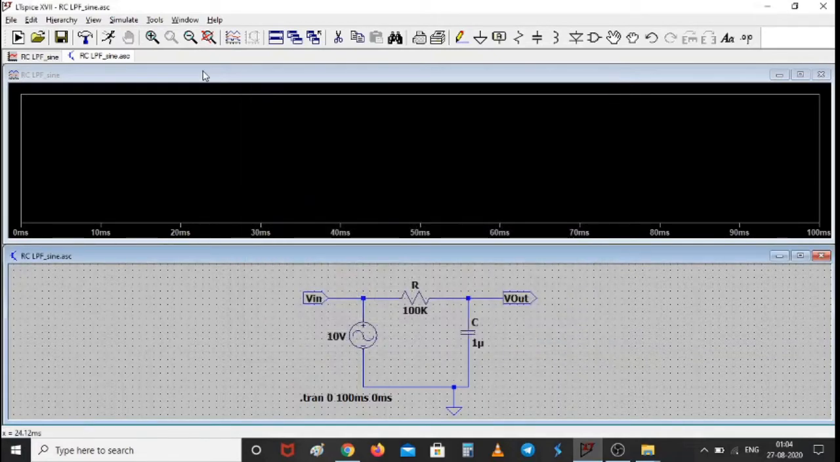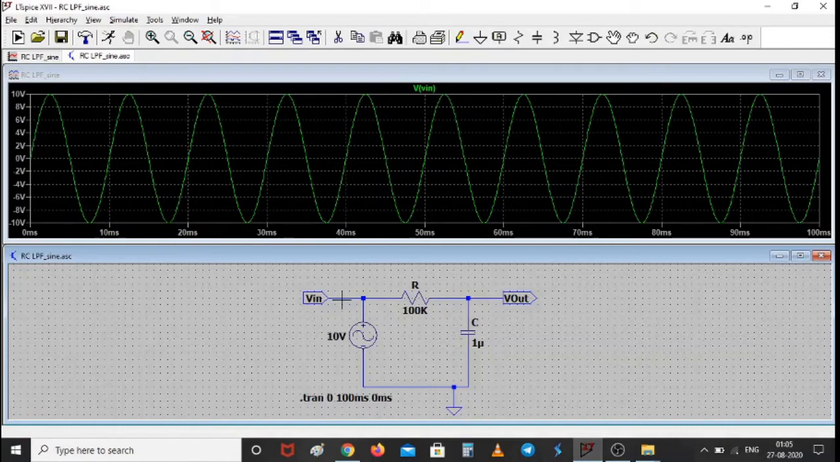Let me run this. I'll be pinning to the input voltage, and this is how my input voltage is being shown. On the x-axis the time is shown from 0 milliseconds to 100 milliseconds. At t equal to 0 milliseconds, my input voltage is exactly 0, and over one period, that is 10 milliseconds, my average value is going to be 0. Average value means positive peak plus negative peak by 2. Positive peak is 10, negative peak is minus 10. So 10 minus 10 by 2 is 0. So the average value of a sine waveform is normally 0. That is why you can see that at t equal to 0 milliseconds, your input is 0.